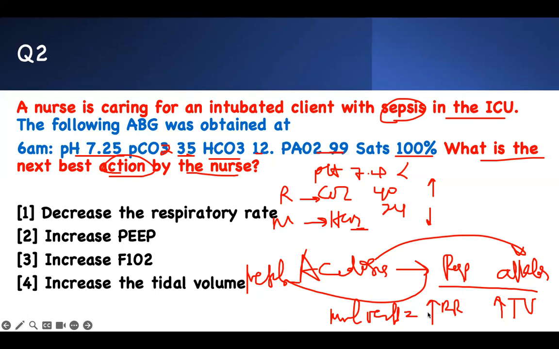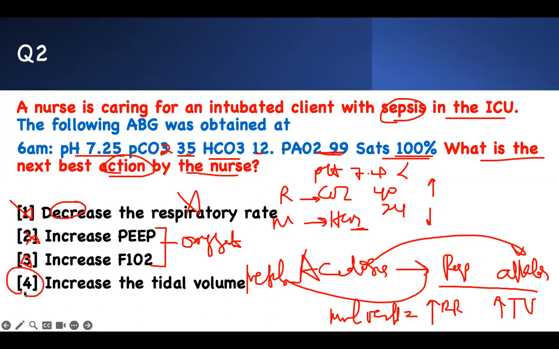We're increasing our respiratory rate. This option said decreasing. If you decrease, you make the acidosis worse, so wrong. I'm talking about ventilation. PEEP and FiO2 deal with oxygenation, not ventilation. At the same time, saturation is 100 and PaO2 is 99. What else do you want to do with the PEEP and FiO2? It's not going to help you. We're dealing with ventilation. Test taking skills. 1, 2, 3 is gone.